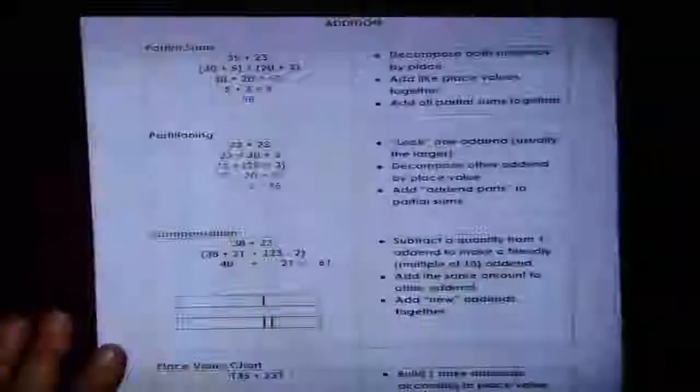So partial sums, we take the two numbers, the two add-ins. We decompose both of them into their place values. Then we add the tens numbers together, then we add the ones numbers together, and then we add those two together to get the answer.